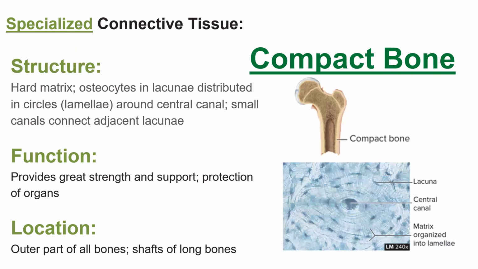I'm going to go back for just a second. So compact bone, we had a harder matrix. That's the same for spongy, but we're organized into lamellae around a central canal. This whole unit together we would call an osteon. And then we have haversian canals that are going to connect our adjacent lacunae where all of our osteocytes are living.